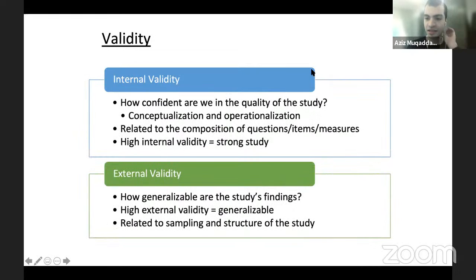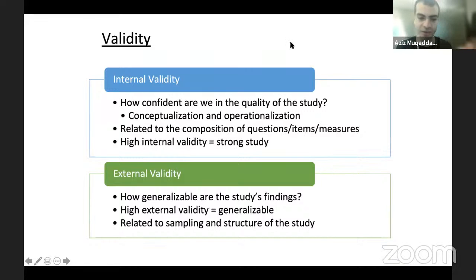Then validity: we have 2 things, internal and external validity. Internal validity is that, again, are the items of the questions measuring what we are intending to measure? That's related more to the composition of the questions, how you're writing the questions, how many questions you have, how consistent those questions are in relation to the theory underlying the scale, right? So high internal validity has to do with the cohesion of the questions within your scale, okay? And so high internal validity would give you a strong study.